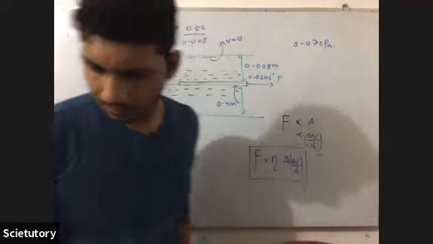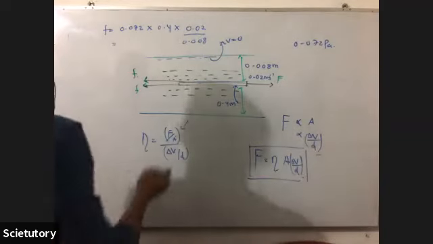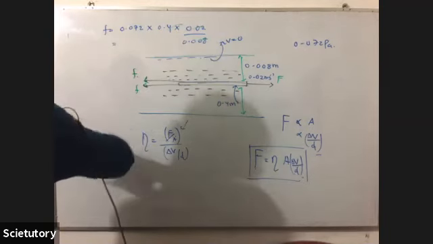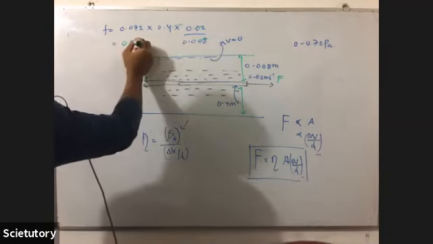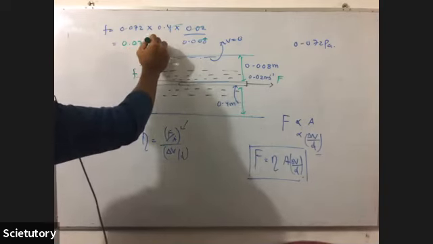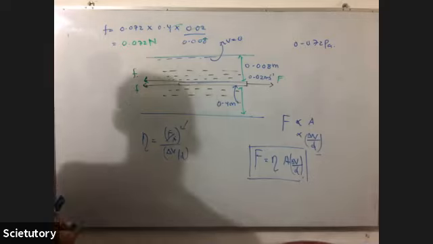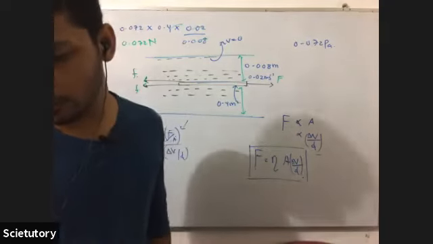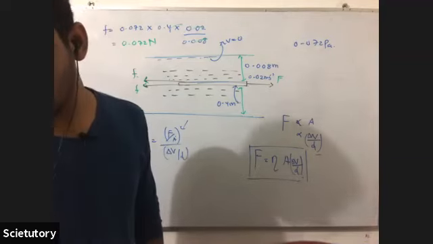Can you tell me the answer? 0.072, no? Newton. So this is 0.114 Newton. So it's 1.44 into 10 to the power of 1 newtons.